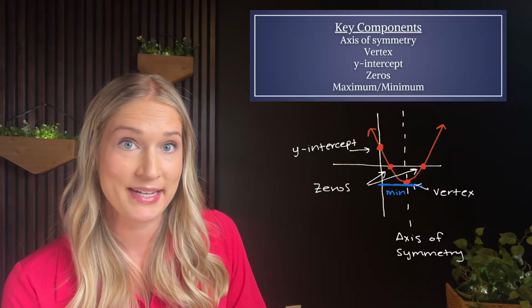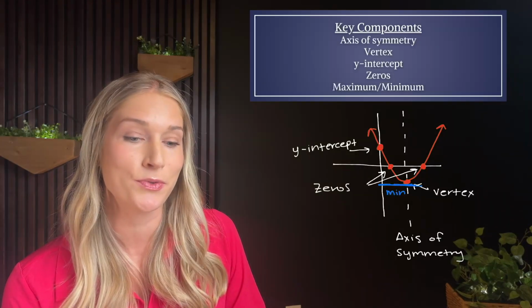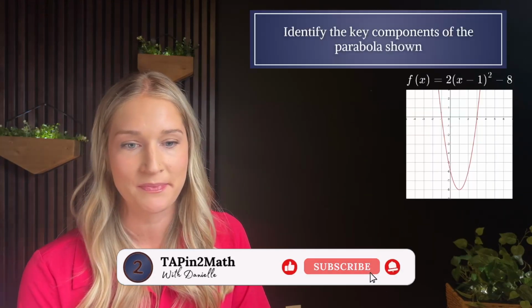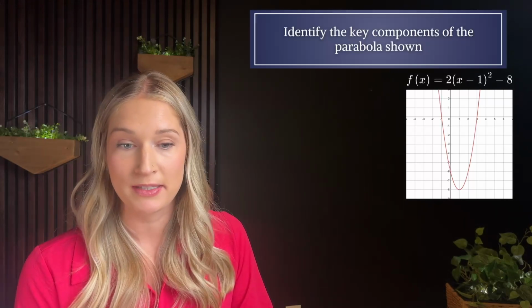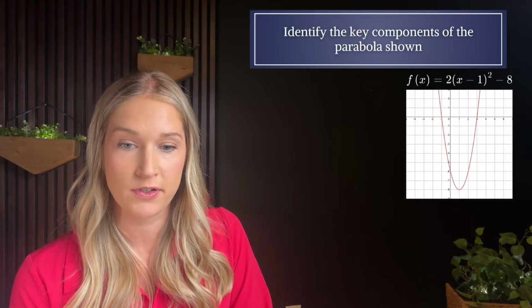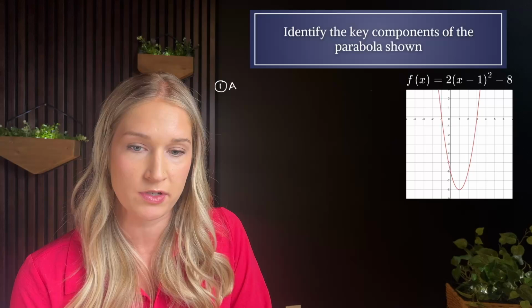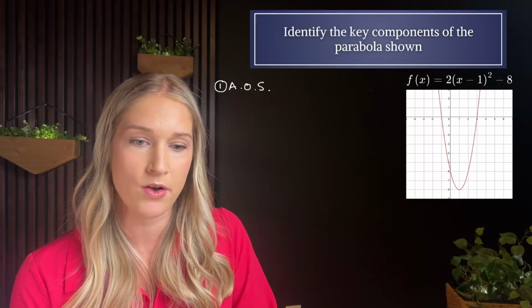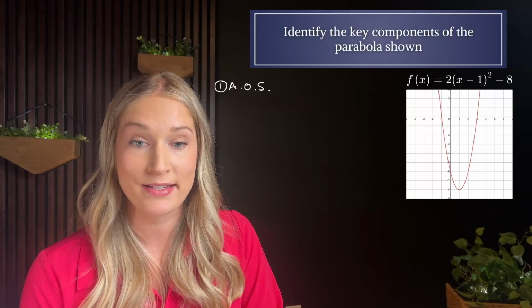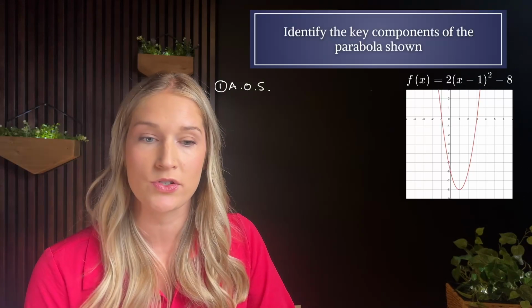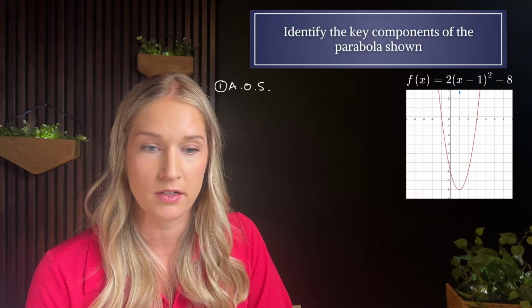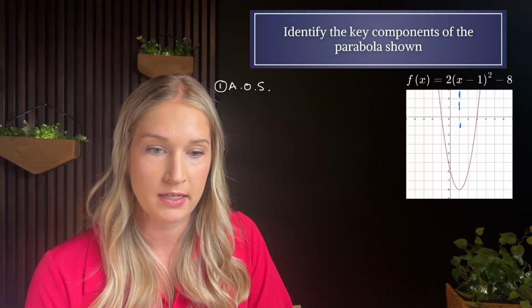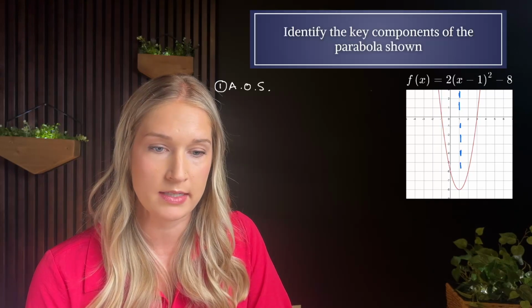Okay, let's go ahead and take a look at a parabola and we'll go through and find each of these things. So I've got this parabola here and I want to find first my axis of symmetry. I'll abbreviate that as AOS. Remember that your axis of symmetry is a vertical line that goes through the exact middle of your graph. So that would be this line right here.